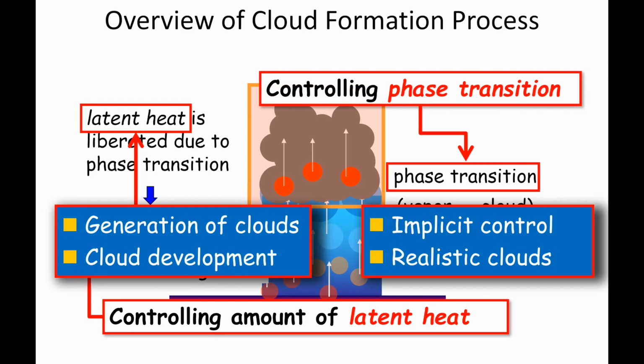One important feature of this method is that we do not use external forces. So we call our method a kind of implicit control. This implicit control tries to preserve the dynamics of the cloud formation as natural as possible. So we believe that this method can create realistic animation of the cloud formation process.